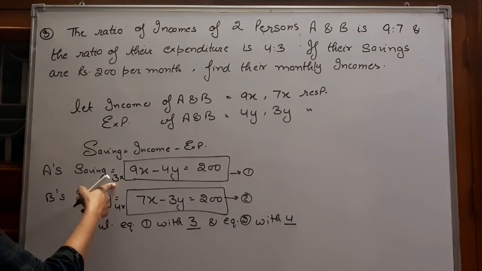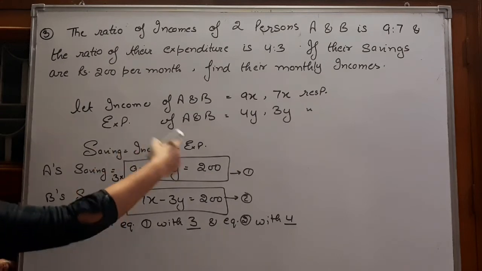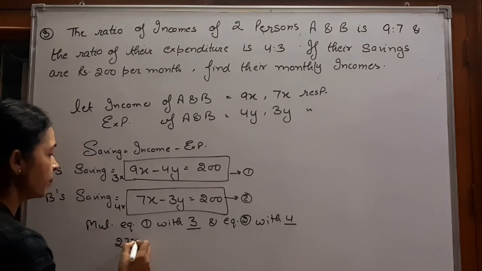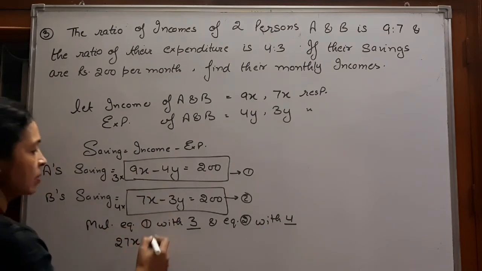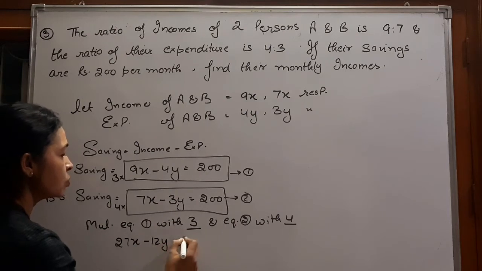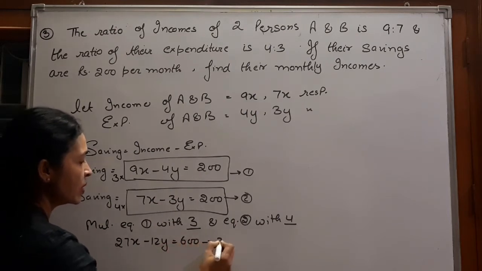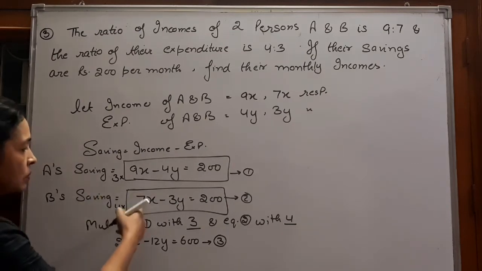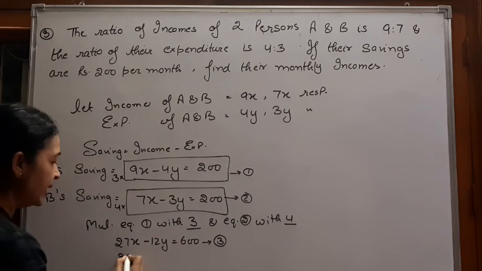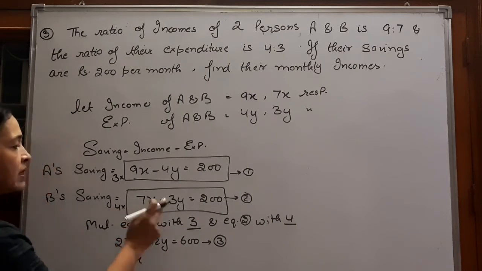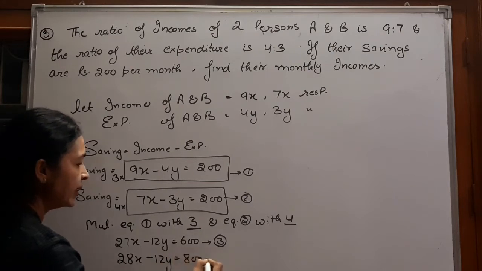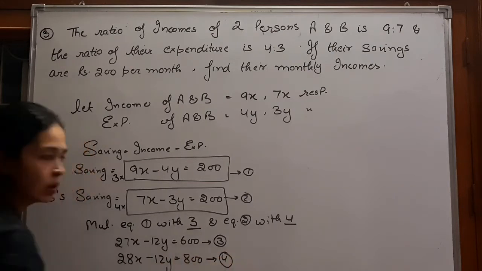When we multiply this equation with 3, we multiply the whole equation. 3 into 9, 27x minus 3 fours are 12y equals 600. Let this be equation 3. Multiply 4 with equation 2. 4 sevens are 28x, 4 threes are 12y equals 800. Let this be equation 4.